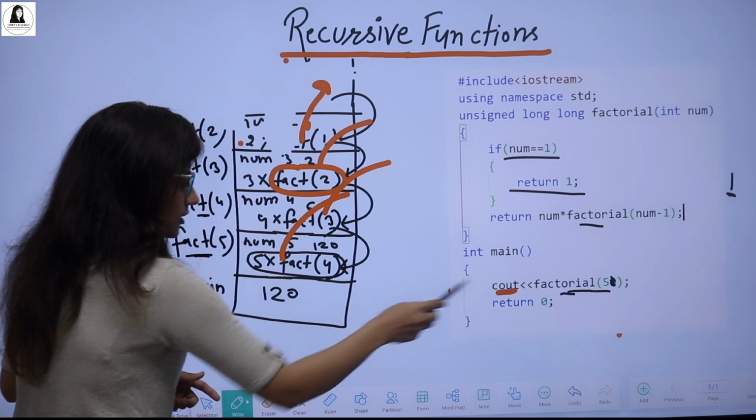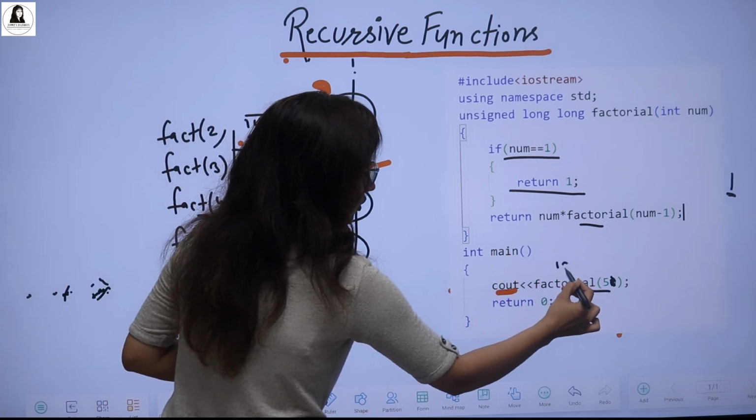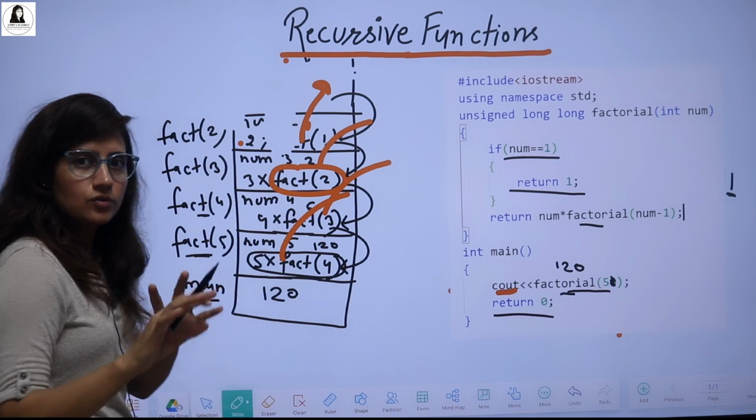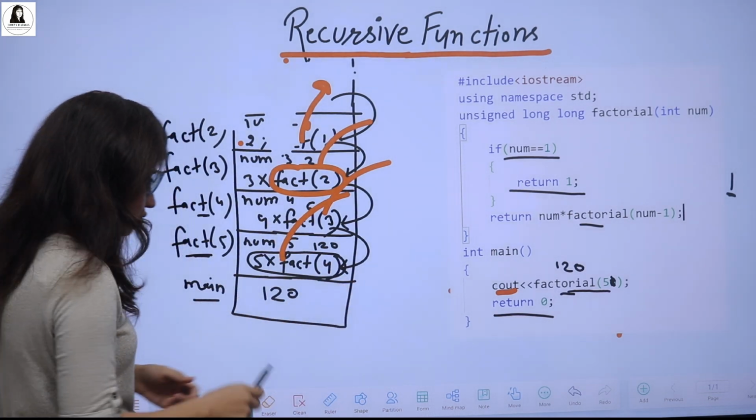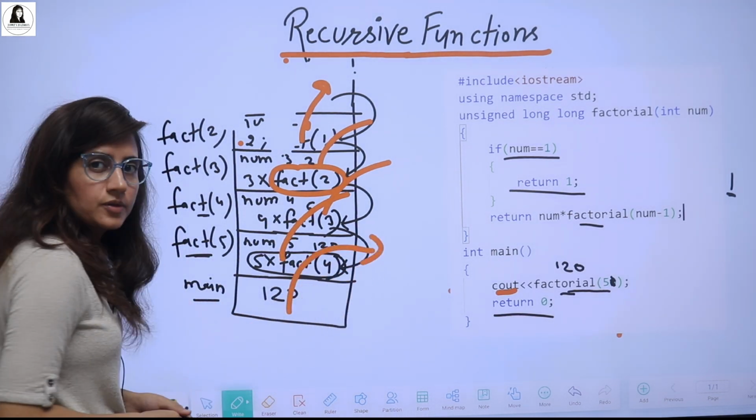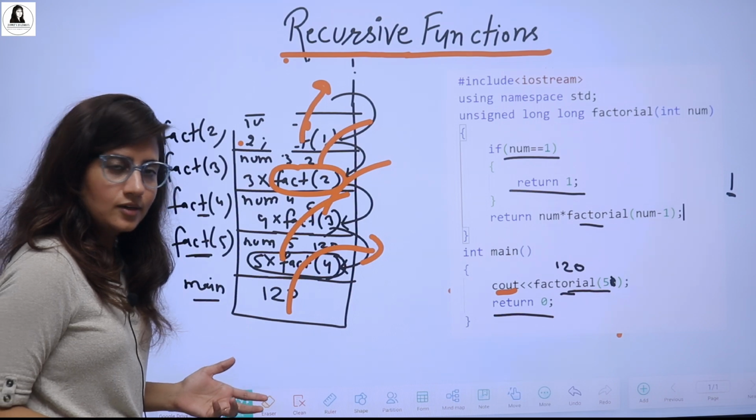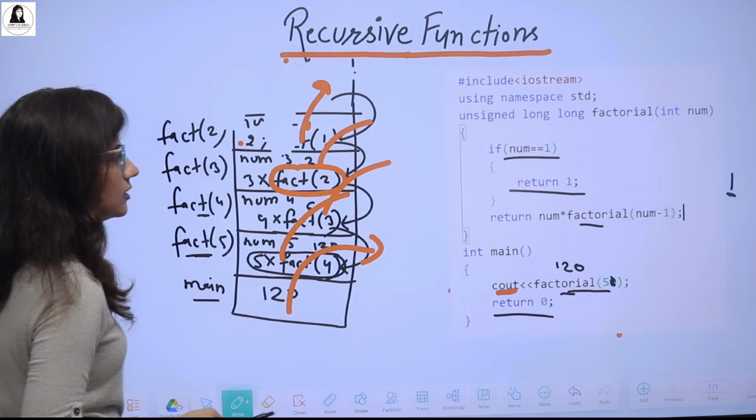And just cout, and cout would be, here the answer would be 120. And return 0 means successfully, I mean the program completion. So this main would also be popped out from the stack, and that's it. Right? So this is how you will get 120 as the answer.